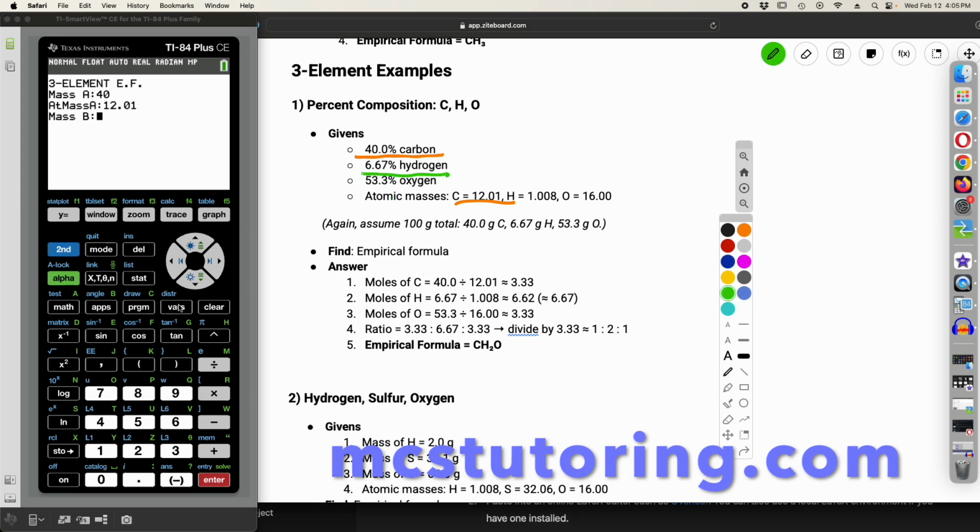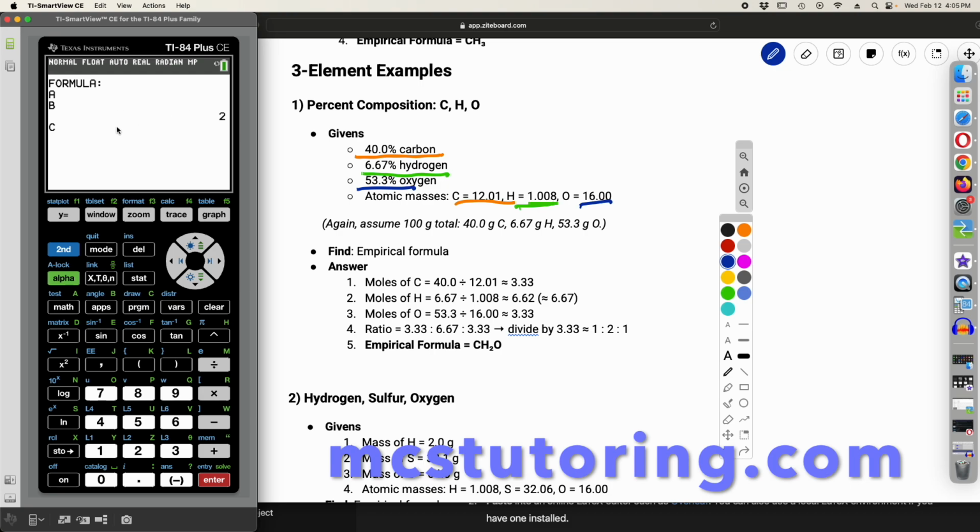The hydrogen is a 6.67 here. And then that is going to be 1.008. The atomic mass would be 1.008. There we go. And then we'll go blue for the last guy, the oxygen, 53.3. And then we're going to do 16 for atomic mass. There you go. And then we got A, B, 2, C.